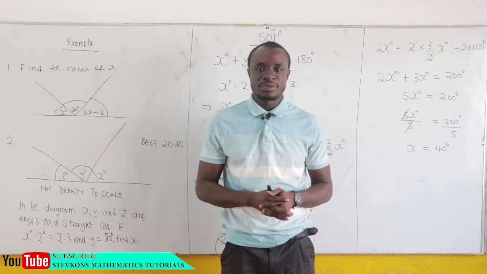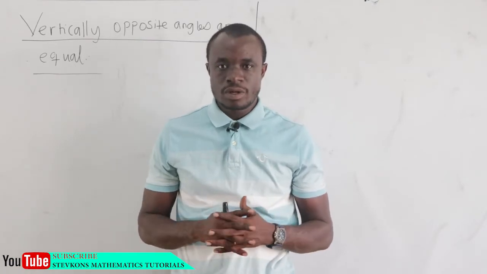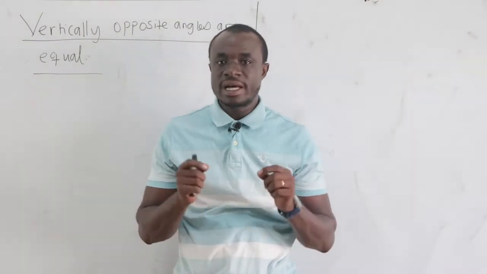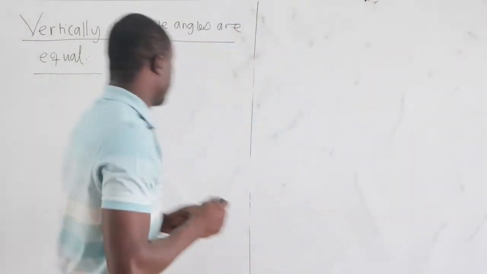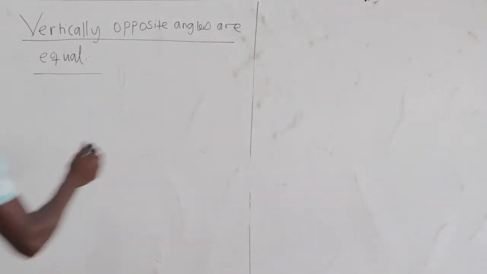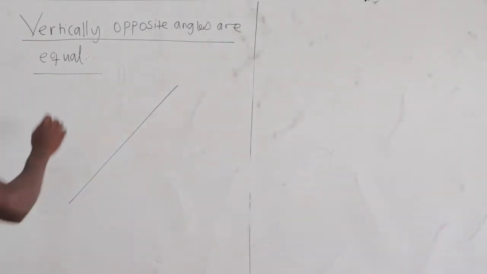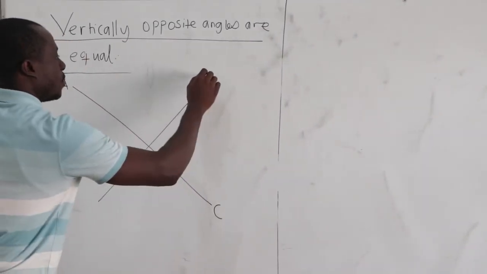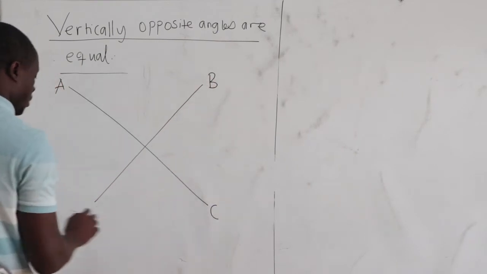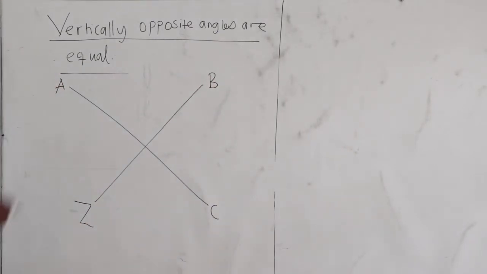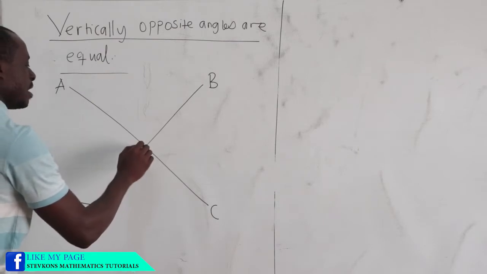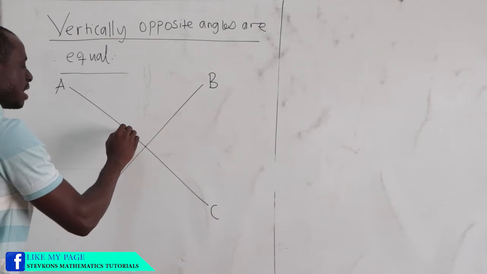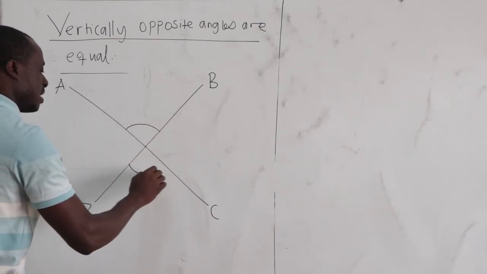Let's consider more examples. Now the next one we'd like to look at is vertically opposite angles. And vertically opposite angles are equal. Now, if we have two straight lines, so let's say we have one straight line, another straight line. Let's call this AC, and let's call this BZ. Now, these are two straight lines meeting at this particular point. Now, opposite angles are equal. So the angle over here is the same as the angle over there.